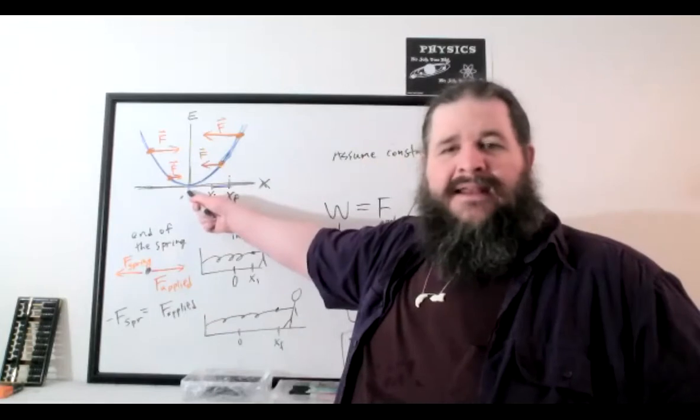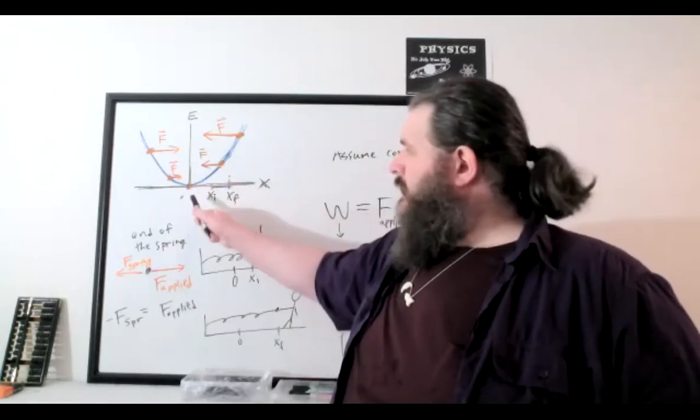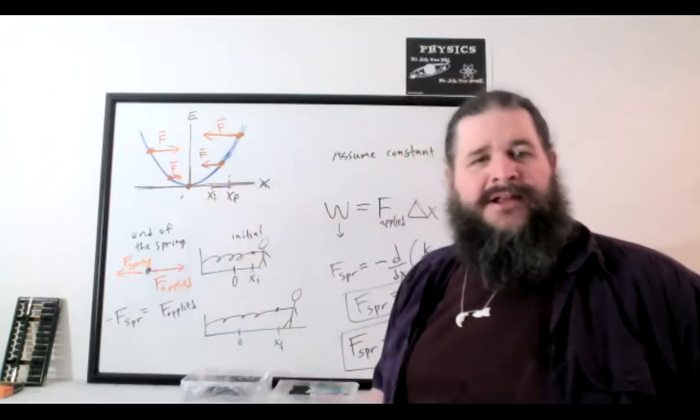What if we're exactly at equilibrium? What's the slope at the vertex of the parabola?